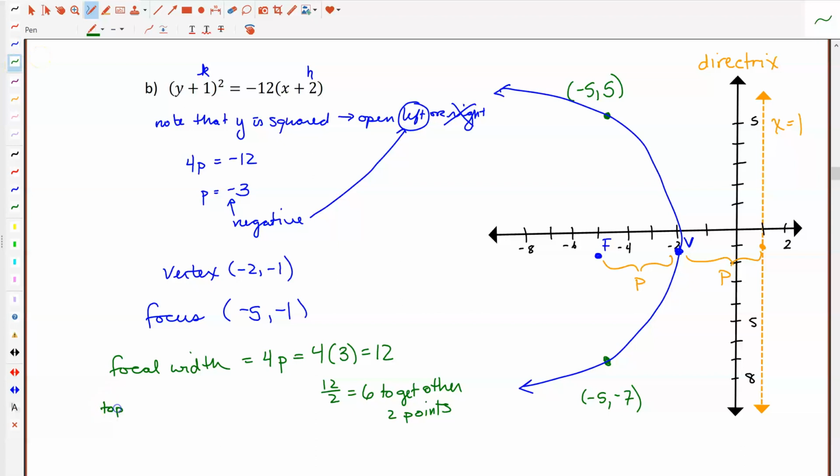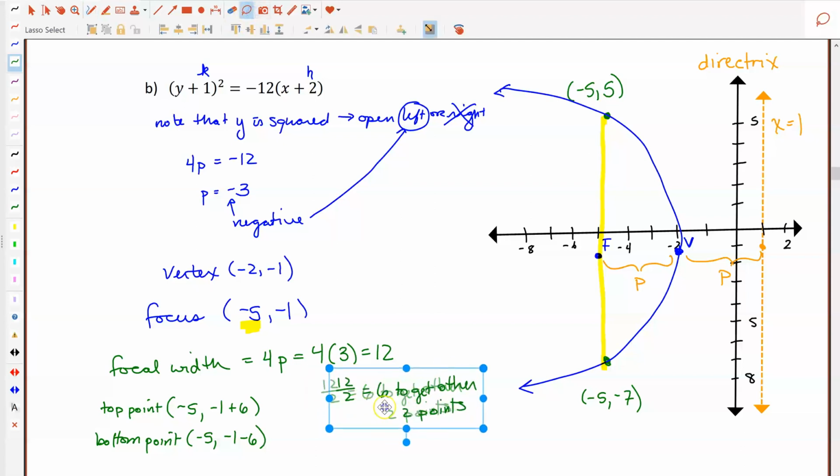Alright, so the top point, it's going to be on this line from the focus. Alright, so I know, I'm going to try to draw this as straight as I can. I know it's going to be on that line, right? So it's going to relate to this focus. So at this point in time, because of the way this is opening, that's how I can see that I'm going to maintain that x-coordinate. So the top point and the bottom point will be at -5. But what's going to happen is from the focus y-coordinate of -1, to get to the top point we're going to add 6, and to get to the bottom point we're going to subtract 6. So then that's going to get me those two other ordered pairs.